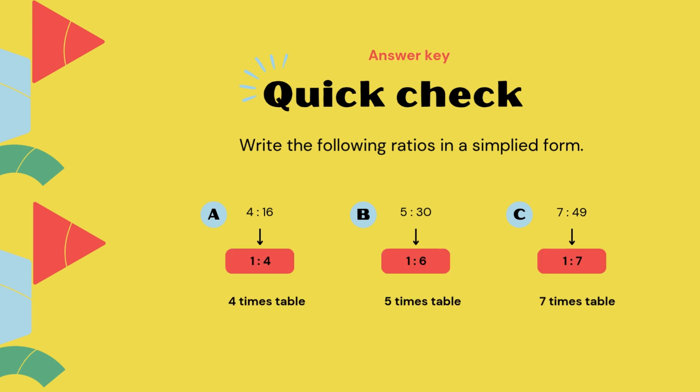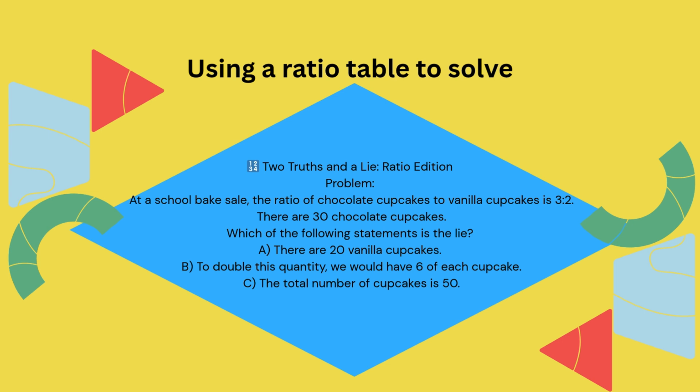Okay, so here we go. The 4 times table goes into A, the 5 times table goes into B, and 7 times table goes into C. All right, so using a ratio table to solve.